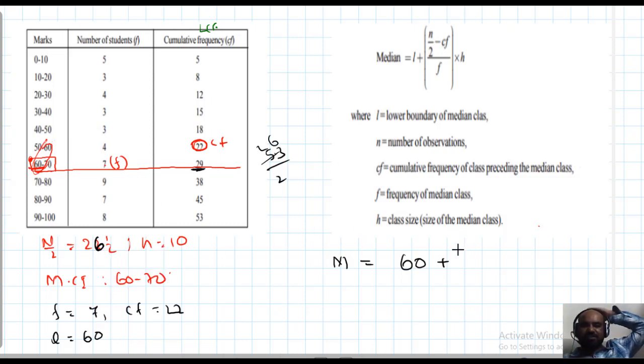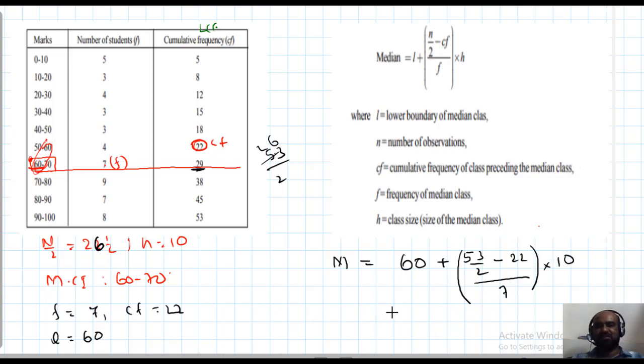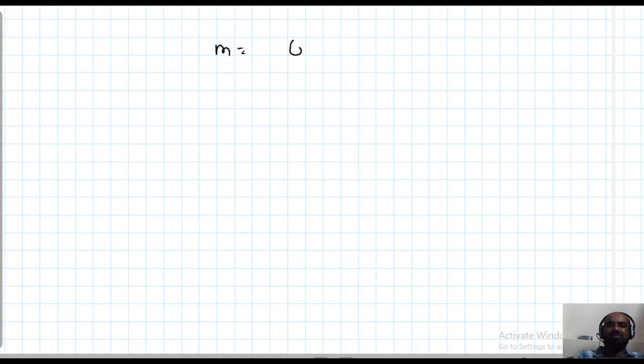Everything is okay. Now I want to substitute here: 60 plus N by 2, that is 53 by 2. Don't simplify. CF is 22, by F which is 7, into size 10. Now we need to simplify. This is an interesting step now. 60 plus, 53 minus 44 is 9 only here. 9 by 2 into 1 by 7 into 10. 2 5s are 10, 9 5s are 45. 45 by 2. I will write it on the next page. M equals 60 plus 45 by 2.